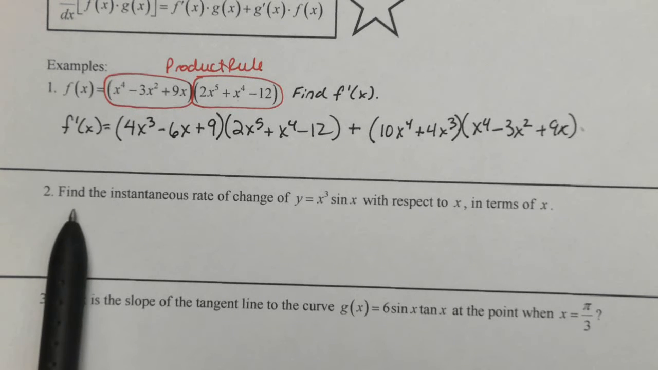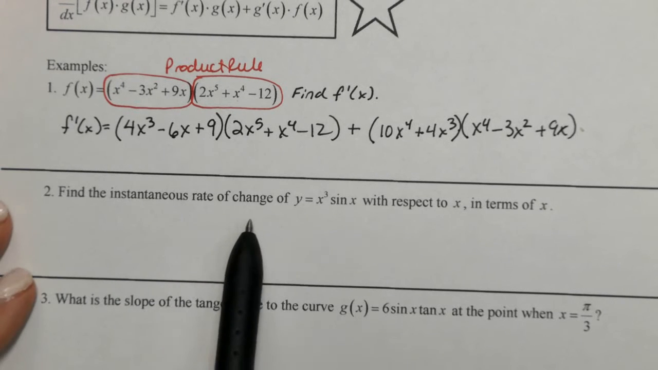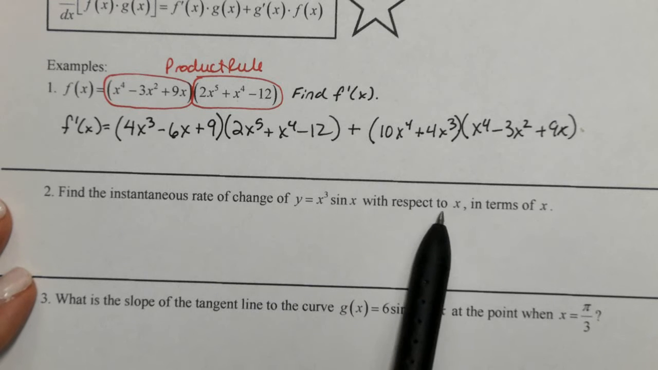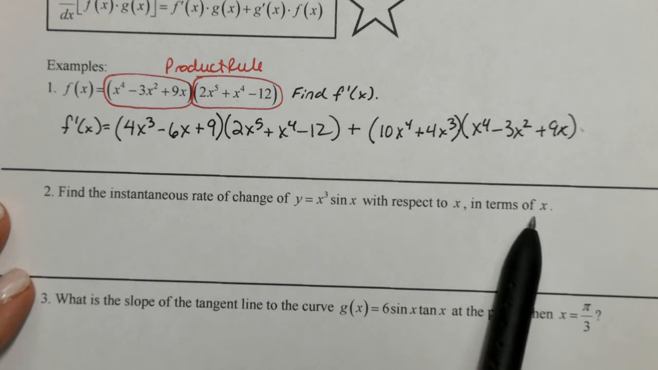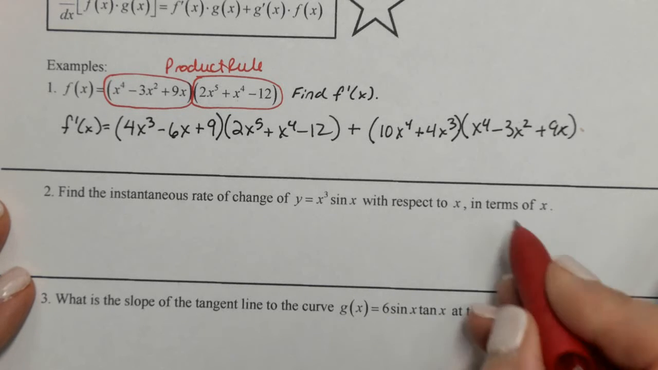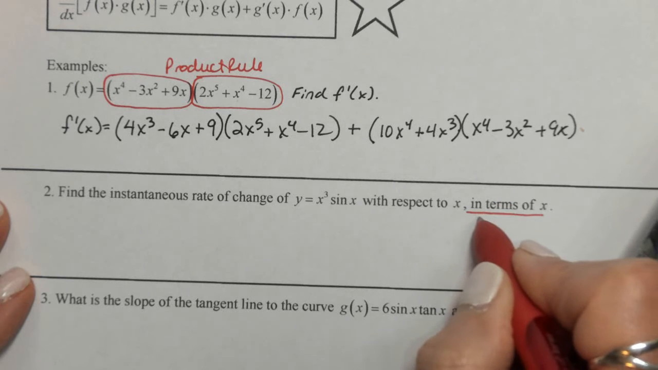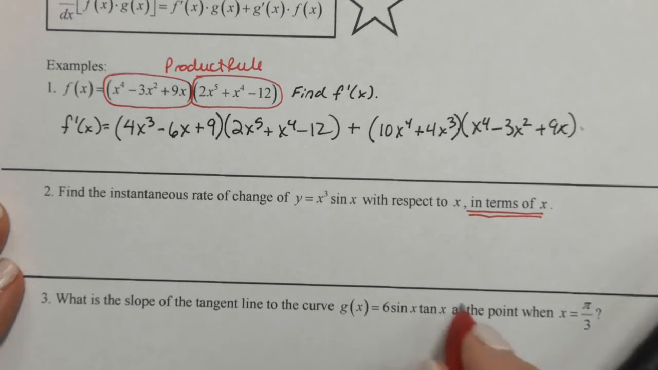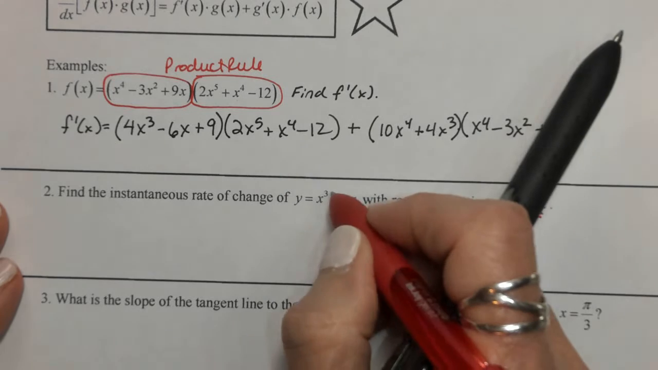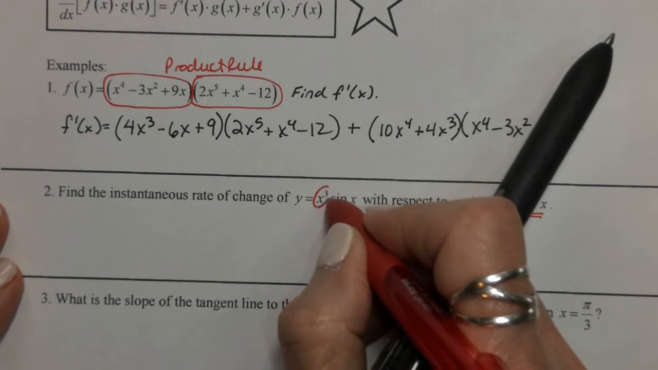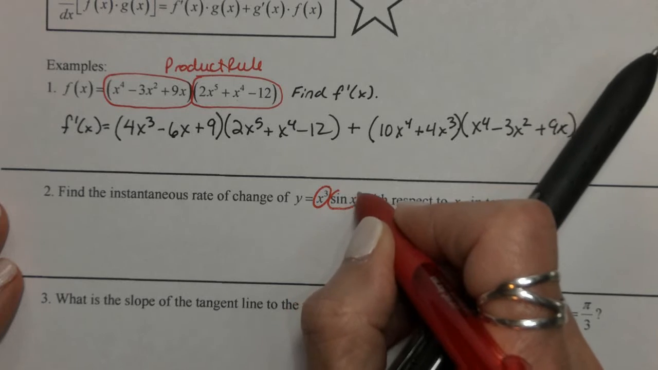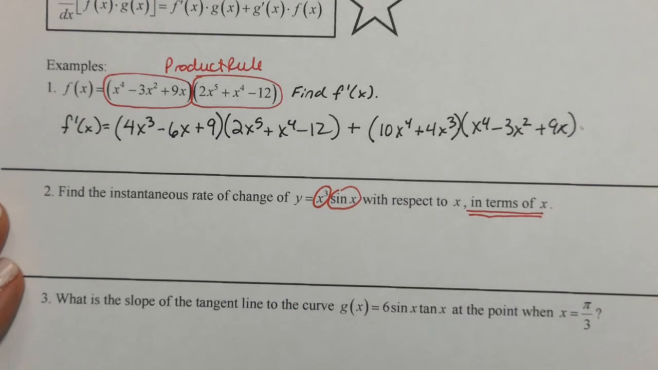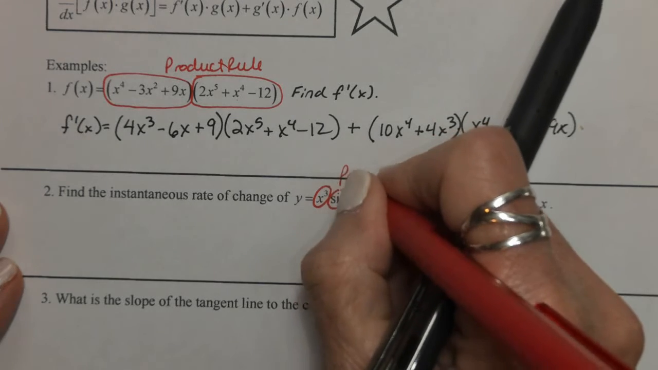Number 2, let's find the instantaneous rate of change of y with respect to x in terms of x. This just means we're going to have x's in our answer. Okay, I'm looking at y and I see a product of two terms. This is a product of x cubed and sine x. So I'm going to use the product rule.